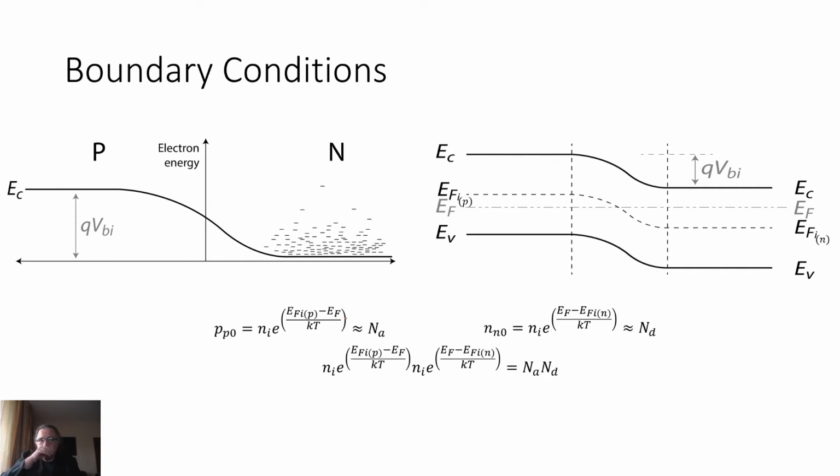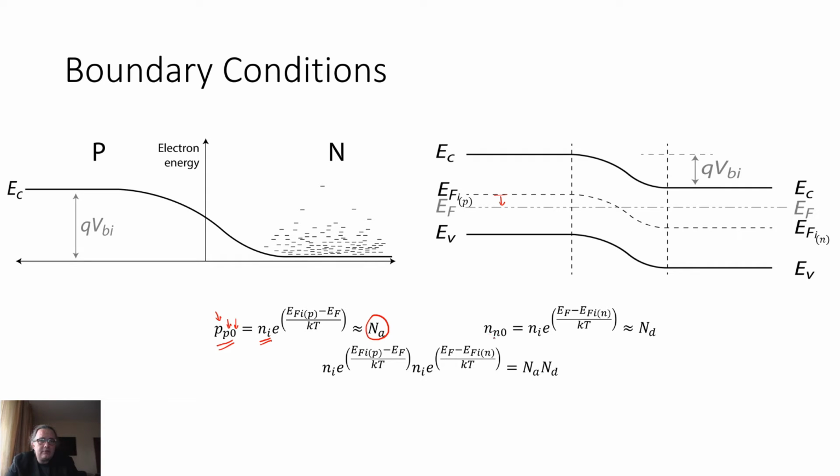Now let's write the equations. So this is our picture that we drew here, and this is the band diagram. We start our derivations with the expression of the majority carrier concentration. So the holes in the P region in thermal equilibrium are simply, of course, the concentration of acceptor atoms, the dopants. And this is also reflected in the band diagram. This is equal to the concentration of intrinsic carriers and an exponential function of the difference between the intrinsic Fermi level and the Fermi level.